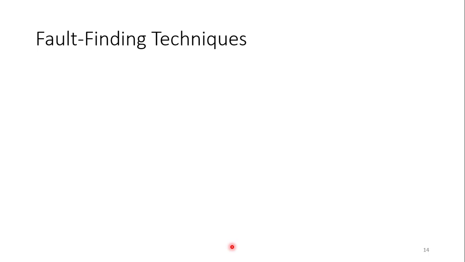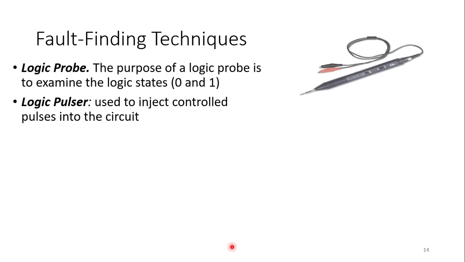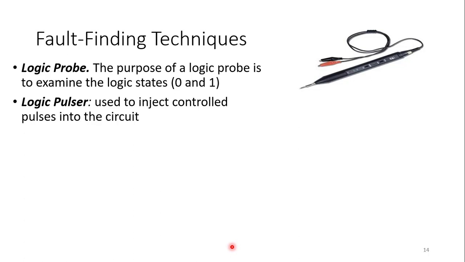Then the next is your logic probe and logic pulsar. One device can do both functions. The logic probe is to check whether your logic states are correct in the circuit. If they are not correct, then some logic is inserted, or injected, inside the circuit with the logic pulsar. Both functions can be done by the single device.